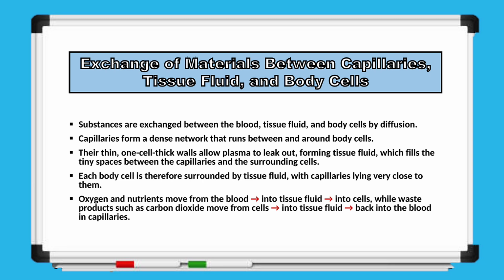So, substances are exchanged between the blood, tissue fluid, and body cells mainly through diffusion. Capillaries form a dense network that runs between and around body cells. Their thin walls, only 1 cell thick, allow plasma to leak out and form tissue fluid, which fills the small spaces between the capillaries and the surrounding cells. This ensures that each body cell is surrounded by tissue fluid, with capillaries lying very close to them. Oxygen and nutrients move from the blood into the tissue fluid and then into the cells, while waste products such as carbon dioxide move from the cells into the tissue fluid and then back into the blood in the capillaries.